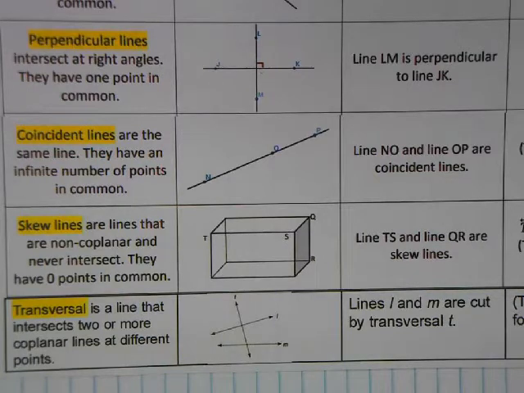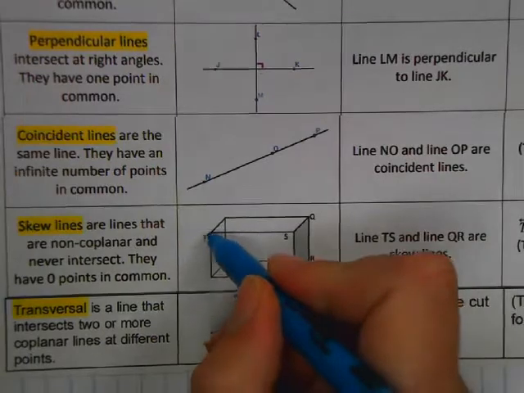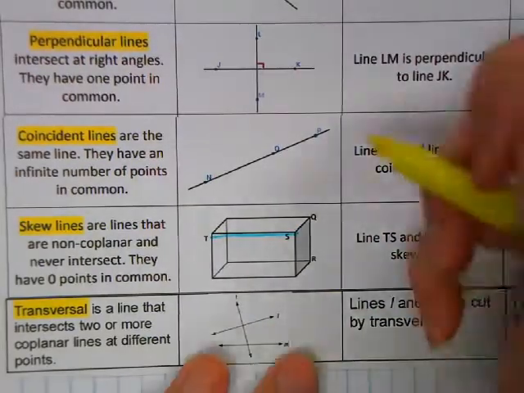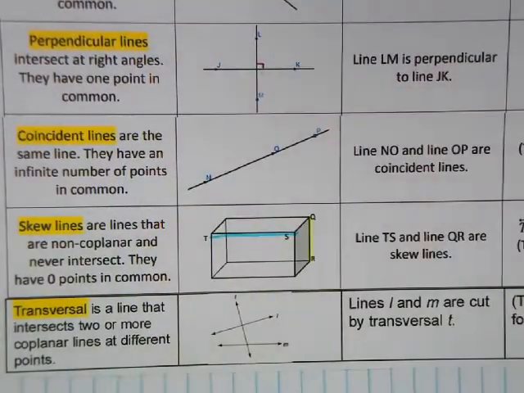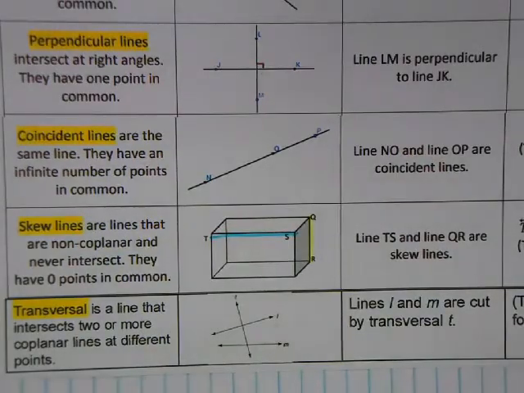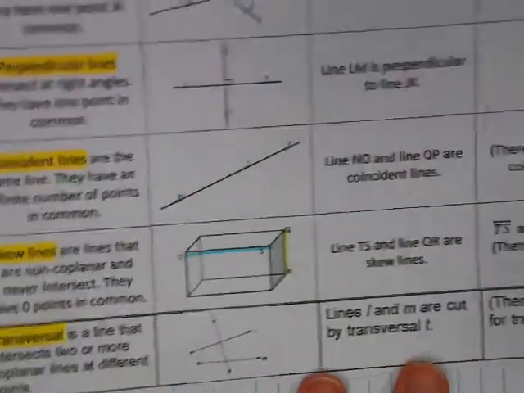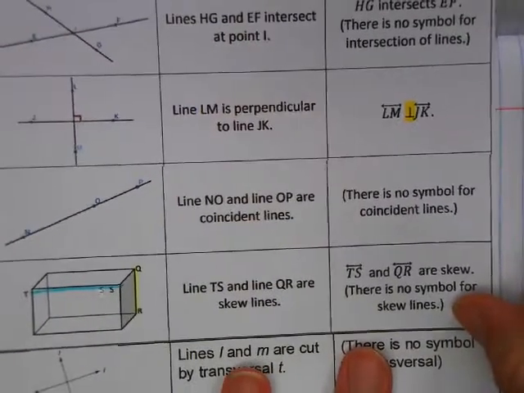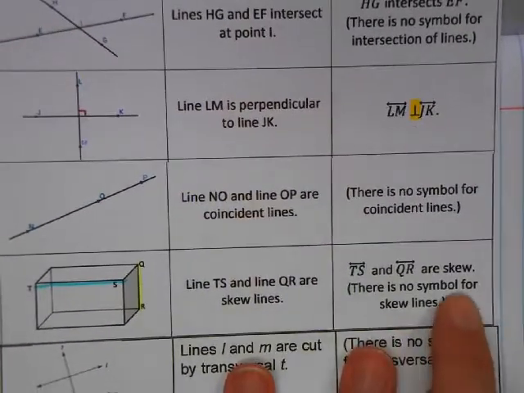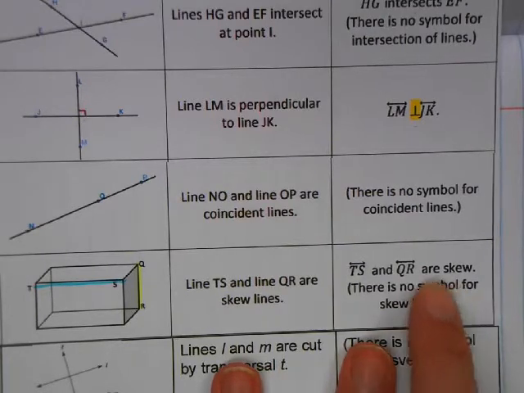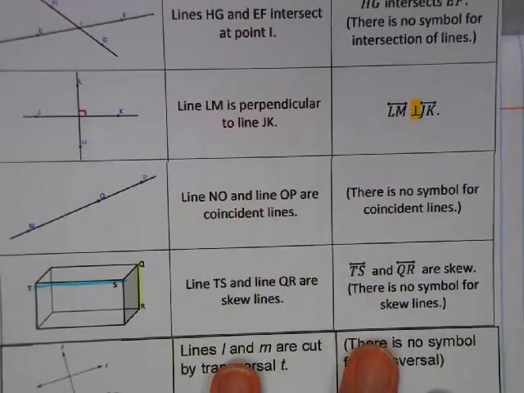Skew lines we talked about back in Unit 1. So skew lines are non-intersecting and they're not parallel and they don't have any points in common. So in the diagram, TS is skew to QR. There's no symbol for skew, just like there's no symbol for intersecting. So you actually have to write out the word skew. You would say that line TS and line QR are skew.